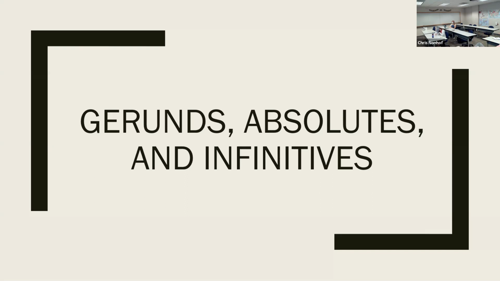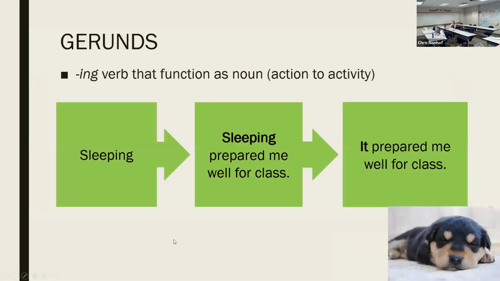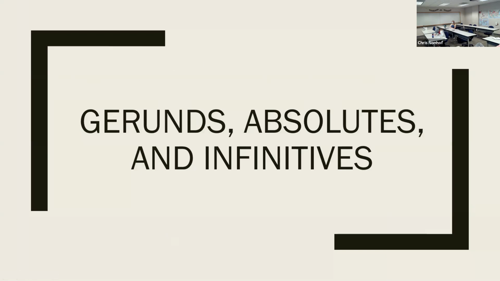So today we're gonna learn about gerunds, absolutes, and infinitives. Okay. So before we start, can you all find a random object around you? Can you all give me something fun? Oh, that's fun. A giant koosh ball. Something like that.